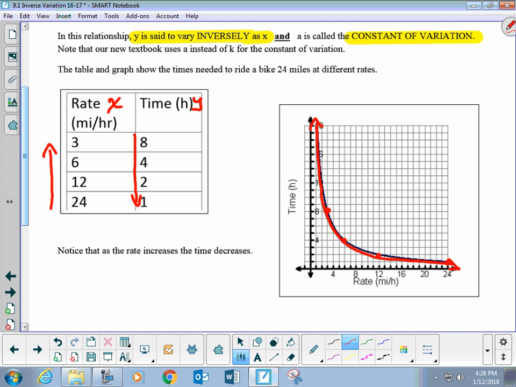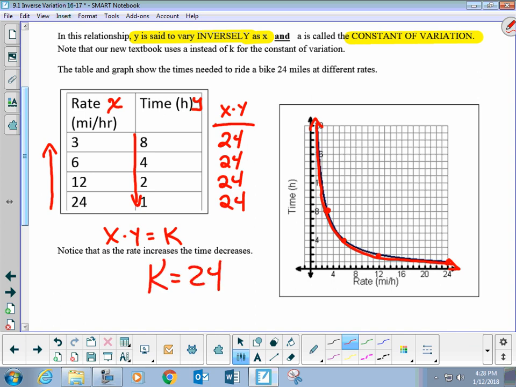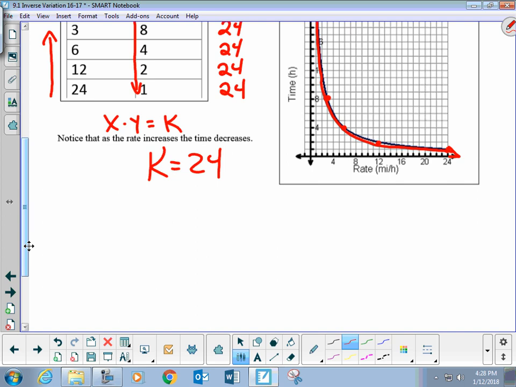So there's our graph. Now, just a second ago, we said that x times y should equal my constant. Let's see if that really happens here in this problem. If I multiply x times y, what do I get? 3 times 8, 24. 6 times 4, 24. 2 times 12, 24. 1 times 24, 24. My constant of variation is 24. That means that this graph that we have on the right is the equation y equals 24 over x.